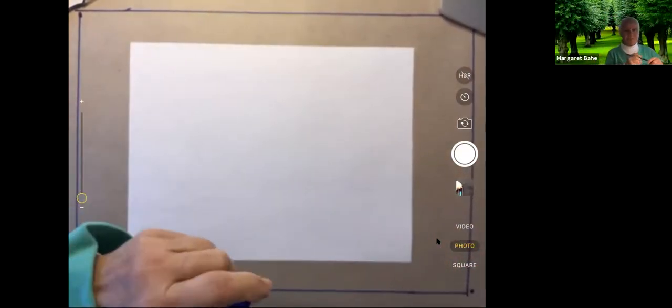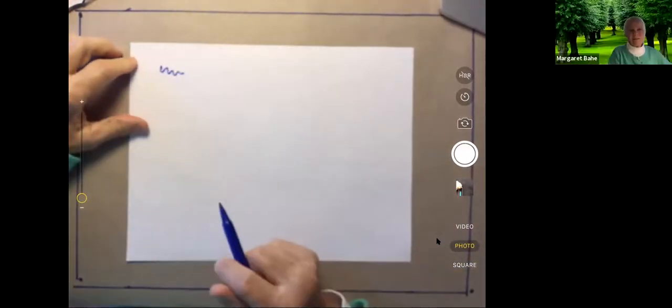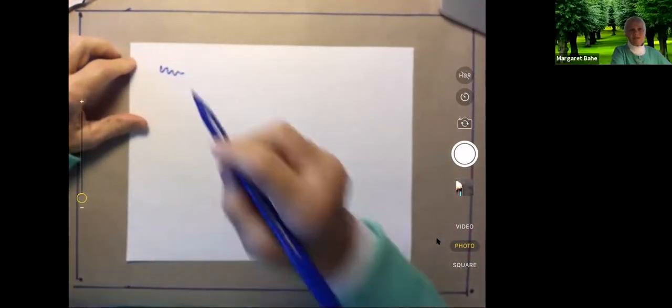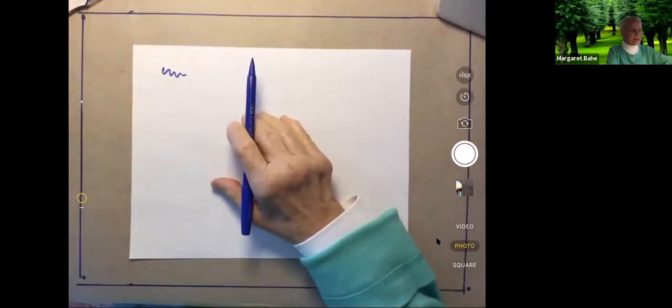All right. How about that? These don't look nearly as crisp. Oh, there it comes. Now it's focusing. There we go. Now it's got it.